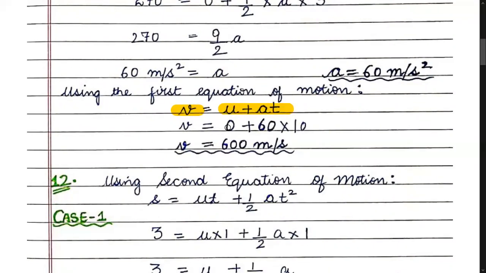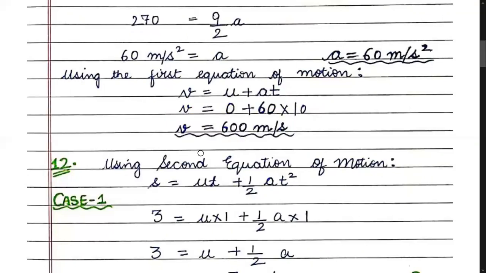Children, right now also, the initial velocity is 0, while acceleration can be taken as 60 since the body is moving with uniform acceleration. That means that acceleration is not changing. And t stands for time, which we will be taking as 10 seconds. So if we solve, we'll get the final velocity, which is 600 meter per second.